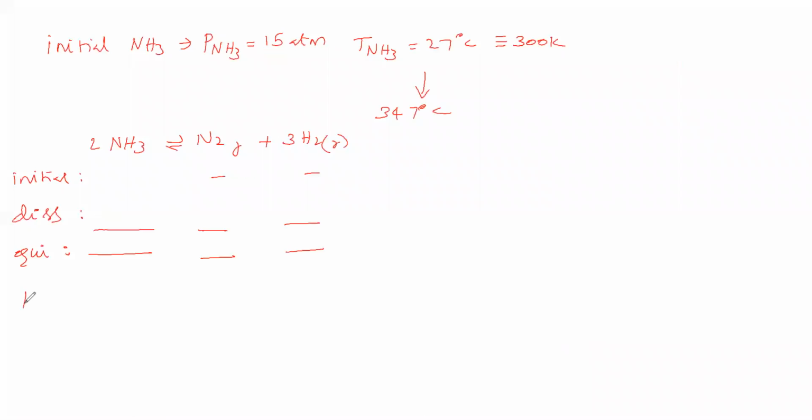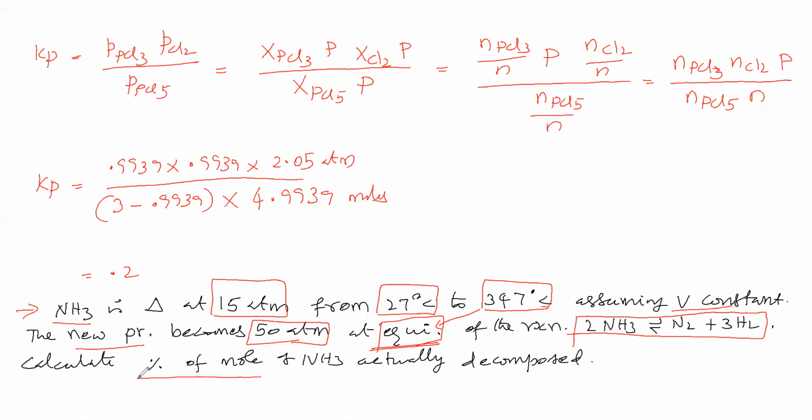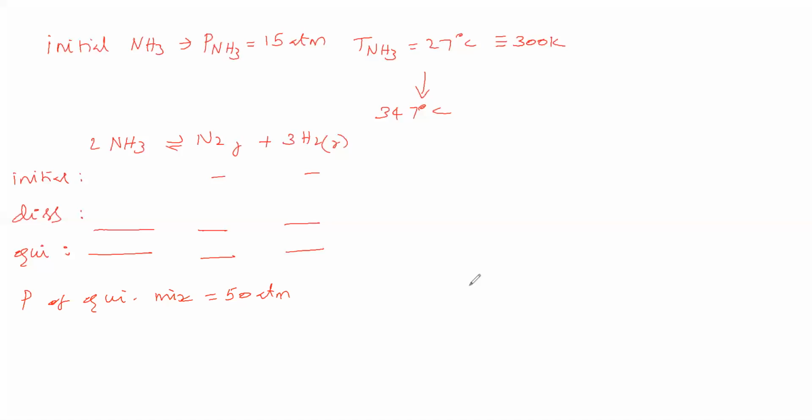So we know that the pressure of the equilibrium mixture is 50 atmosphere. That's what is given. Next, what they are asking us to find: the percentage of moles of ammonia decomposed. So now we have to find the mole percentage of ammonia decomposed.